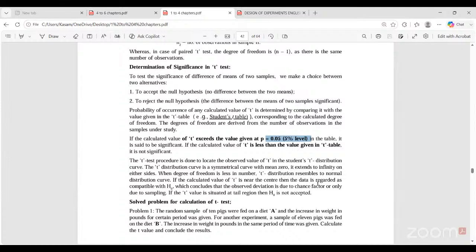The t-test procedure is done to locate the observed value of t on Student's t distribution curve. The t distribution curve is a symmetrical curve with mean 0. It extends to infinity on either side.